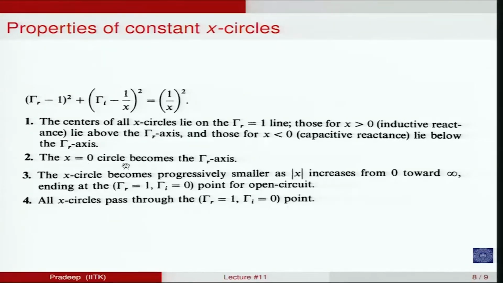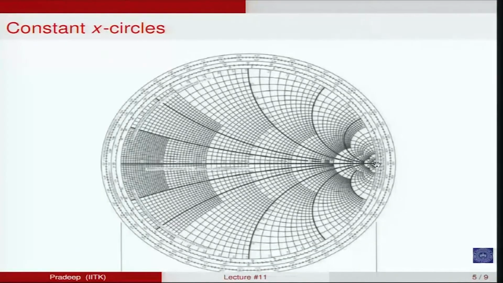Further, the x equal to 0 circle is the gamma r axis because, as I just said, x equal to 0 corresponds to a radius of infinity, which means that it is a straight line, and the center is at 1 comma infinity. The x circles again become progressively smaller as the magnitude of x increases from 0 towards infinity. At the infinity point the radius is 0 and the center will be at 1 comma 0, and all the x circles pass through the right side point. So this right point is very interesting because every constant reactance circle as well as every constant resistance circle passes through this particular point. So this is all about the Smith chart.